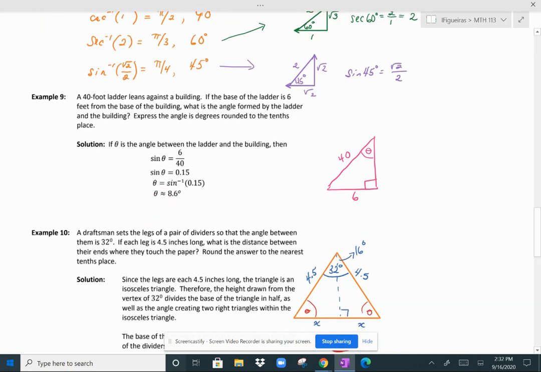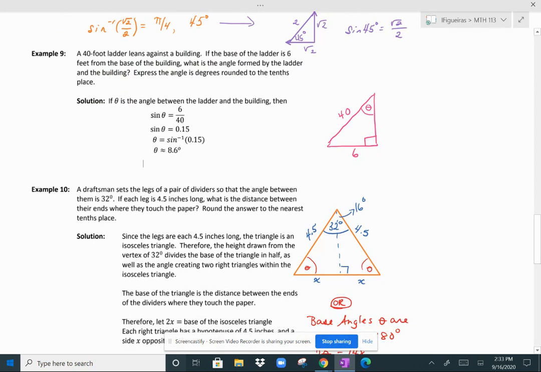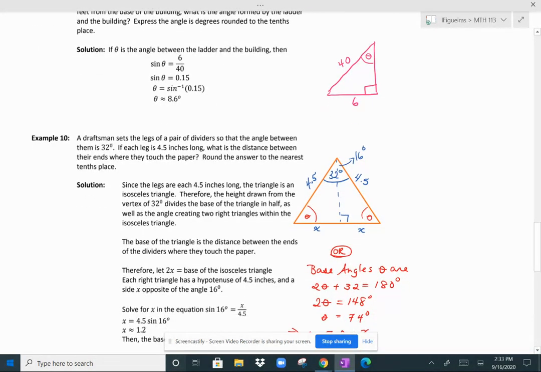Okay, here's another one. A draftsman sets the legs of a pair of dividers so that the angle between them is 32 degrees. If each leg is 4.5 inches long, what is the distance between their ends where they touch the paper? Round the answer to the nearest tenths place. Okay, so the two legs are the ones that are labeled 4.5. These are the ends of the dividers. And I want to know what the distance is from one point to the other.